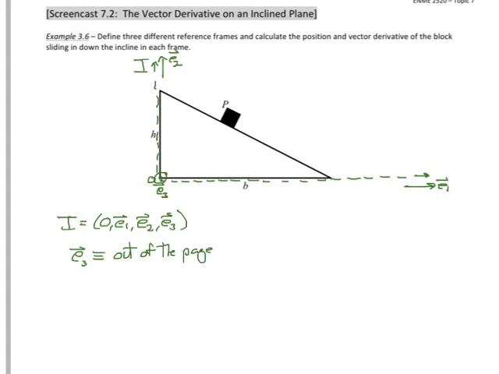And then next, choose the next basis vector. It can either be E1 or E2, it doesn't matter. Let's use E2, and we're going to define E2. It's going to look vertical to us right now, but let's define it in terms of where the particle P is. And so we say that E2 is along OP when the point P is at the top of the ramp.